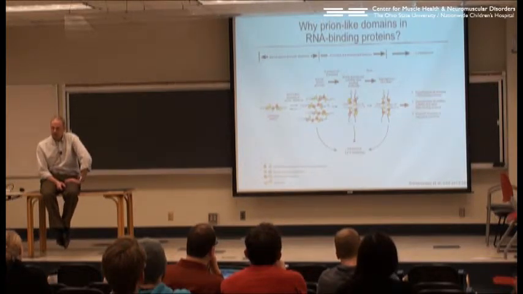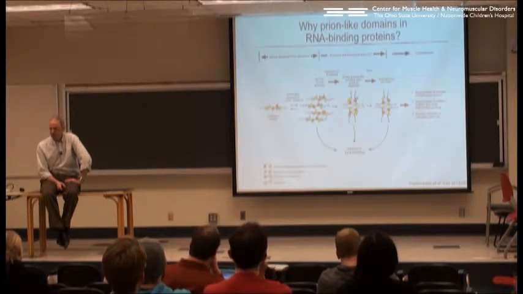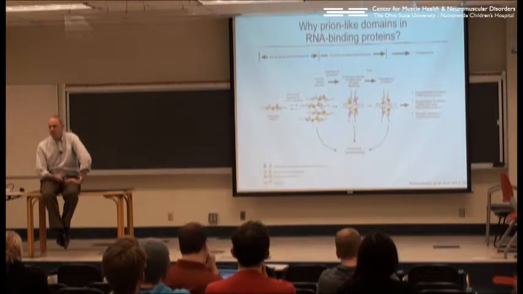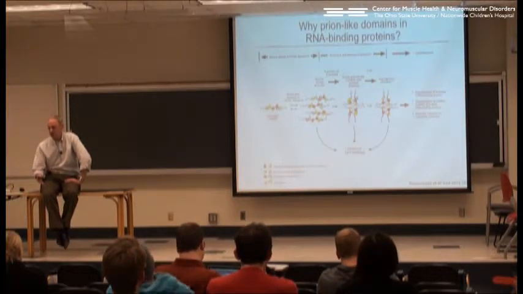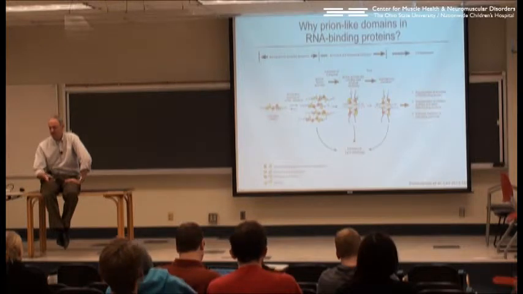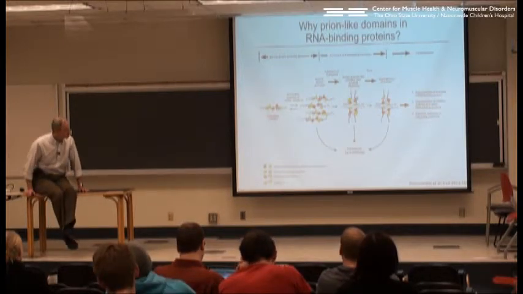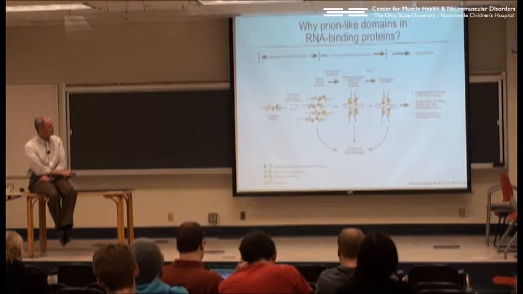So I posed the question before, why do RNA binding proteins have prion-like domains? What is the utility of that? If this is something that when you mutate those domains it causes neuronal death, that doesn't seem very smart. But one of the neat things about it, and I think this is a great review, is that they are illustrating the prion-like domain waving out here like a little tail.